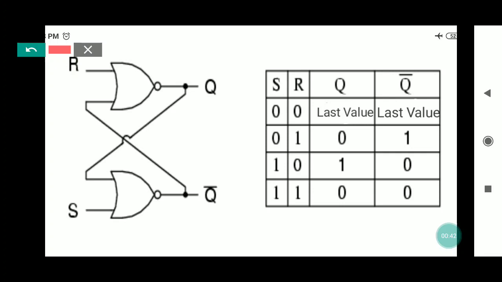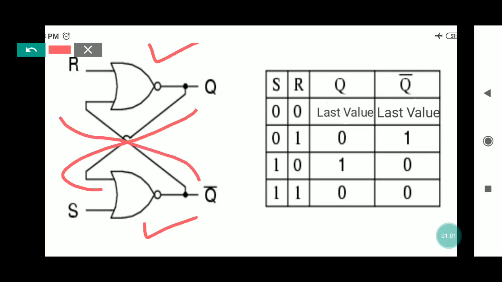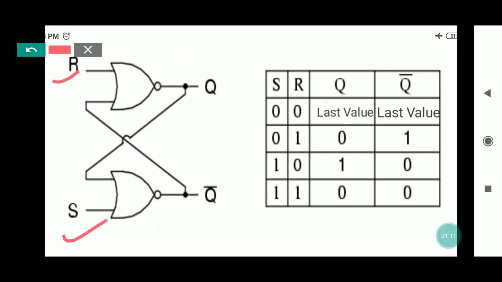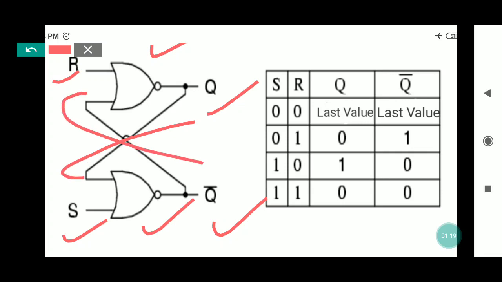The gate used in this flip-flop is NOR gate. So there is one NOR gate here and there is another NOR gate here. So there are two NOR gates and the output of one NOR gate is given to the input of another. Similarly, the output of another NOR gate is given to the input of first NOR gate. Okay, so the inputs are R and S, the outputs are Q and Q bar, the gates are NOR gates and the outputs are given to the input of each other.